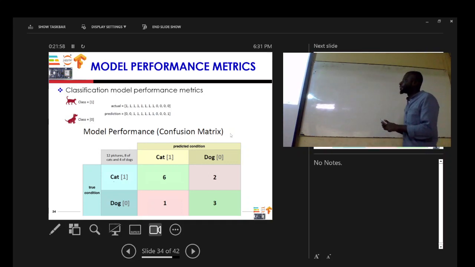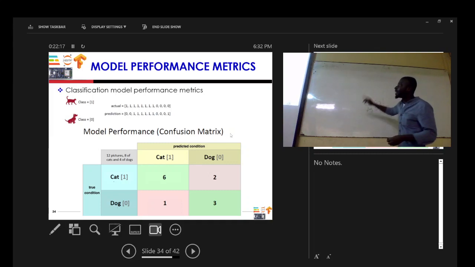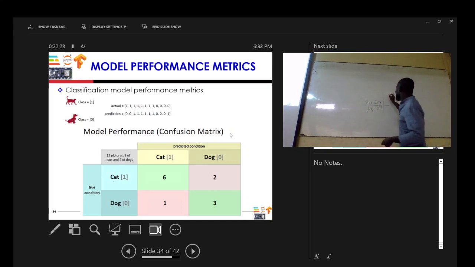Just explain. So in your confusion matrix, you take your true conditions. The actual one will be here. So it's a cat, which is one, and then dog, which is zero. Then the predictions. This is my actual values, and then I have my predicted values. So a cat again, which is one, and dog, which is zero. So this is what I do.